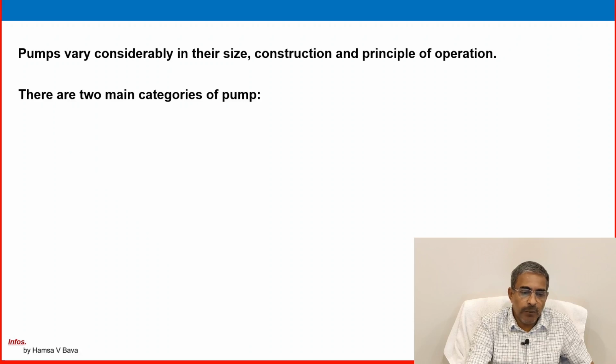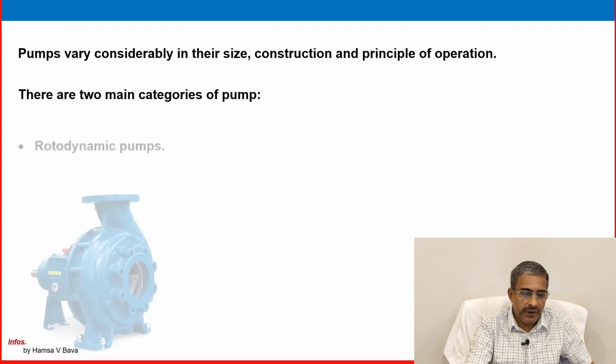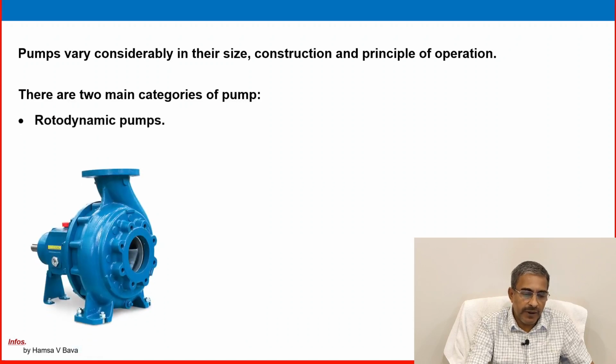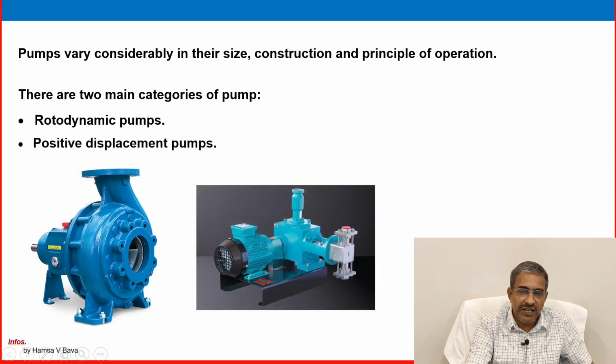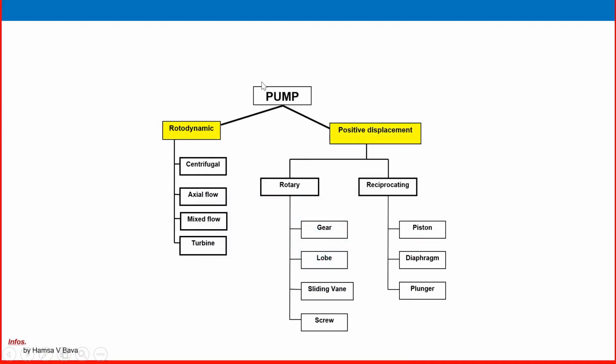There are two main categories of pump. One is the rotodynamic pump. One example is this one, commonly known as a centrifugal pump. This is a simple picture of that one. The other one is positive displacement. In both categories, various other subcategories are there. Let us see that one.